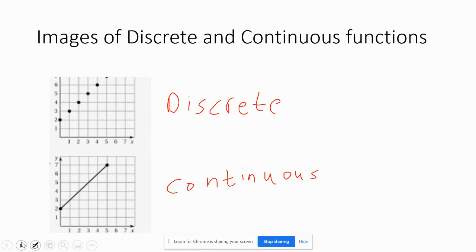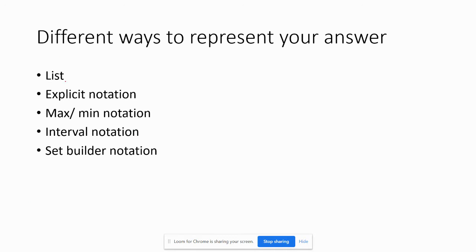Okay. There are different ways to represent your answer: list, explicit notation, min-max notation, interval notation, set-builder notation. Throughout the video, I'll use each one of the notations and explain them as they come up. So let's start looking at the domain and range.